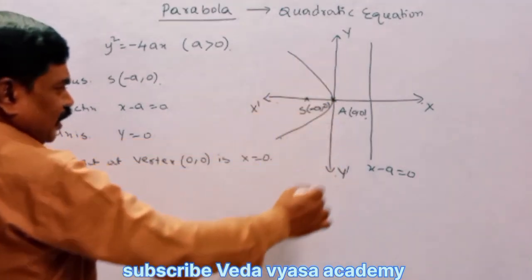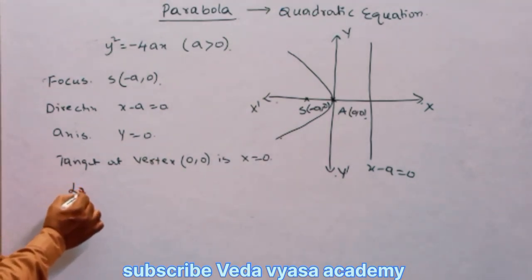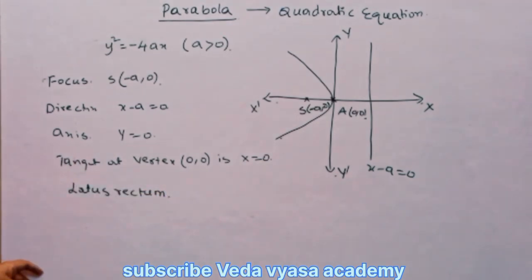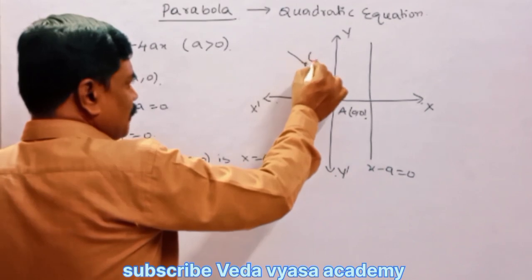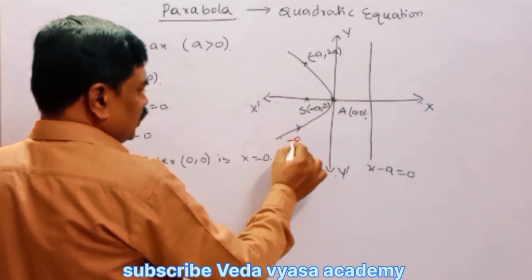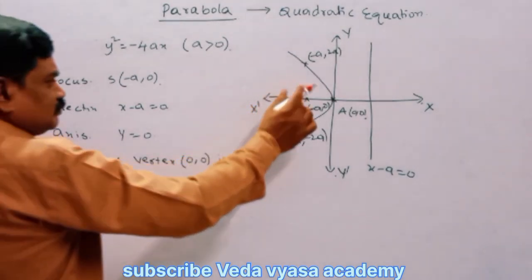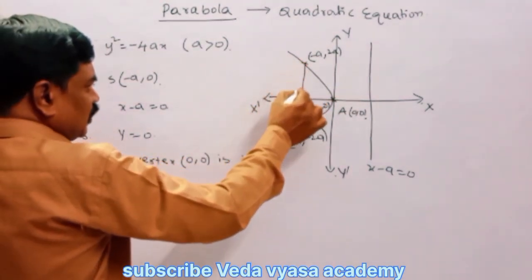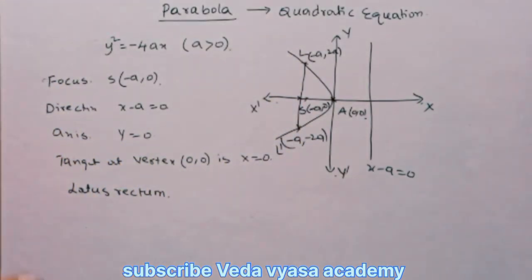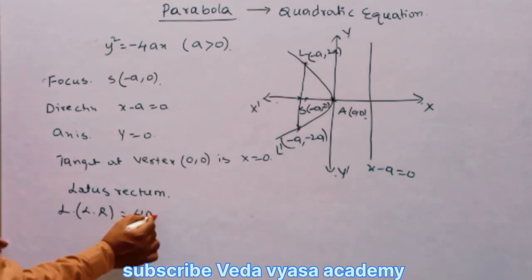This is the y axis. And one more, the latus rectum. This is minus a comma 2a. This is minus a comma minus 2a. These two are the ends of the latus rectum, L L dash. Length of latus rectum is equal to 4a.